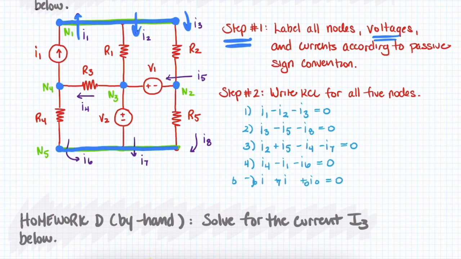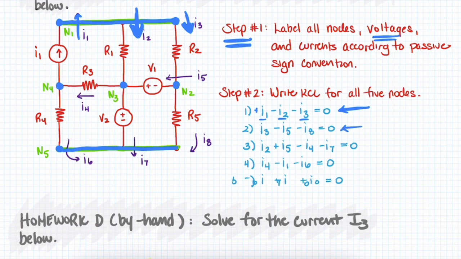I'm not really going to even review every single part of the solution. If we look at the first node, we see that the sum of all three of those currents must equal 0. And so we have positive I1 because that's flowing into the node, negative I2 because that's flowing out, and negative I3 because that's also flowing out.